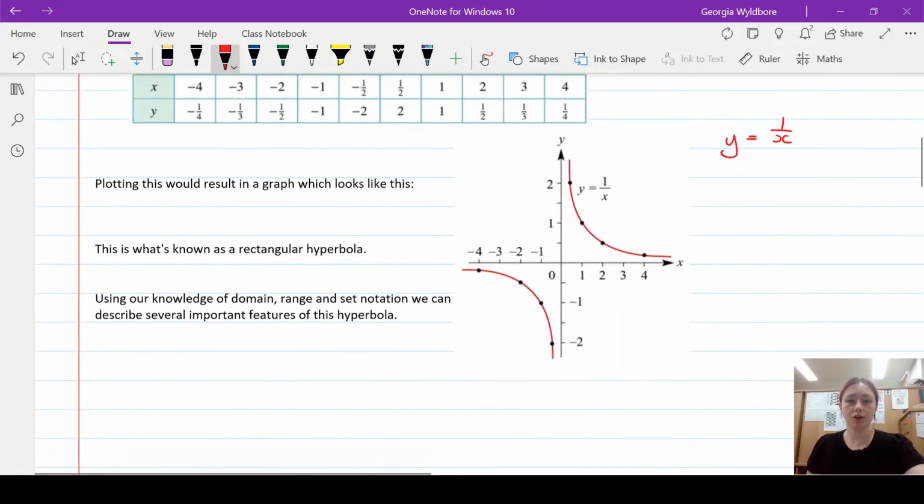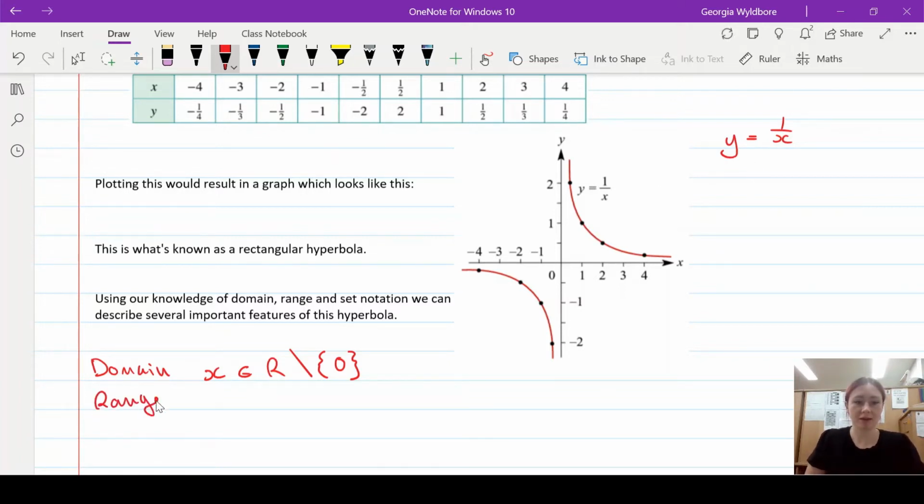If we think about our knowledge of domain and range and set notation, obviously if we have 1 over x, x cannot be 0 because we can't divide by 0. So our domain becomes that x is an element of all the real numbers excluding 0. Okay, and similarly for y, we cannot obtain a value of 0 with 1 over something. You can't divide 1 by something and end up with a result of 0. So our range, in the same way, y is an element of R except for 0.